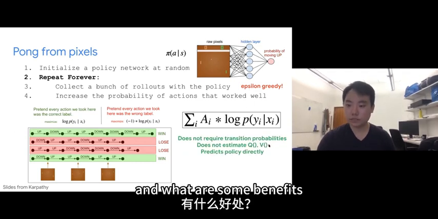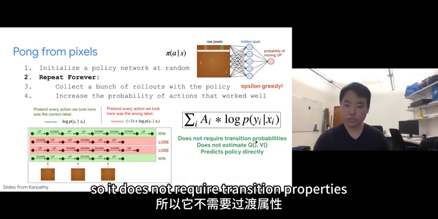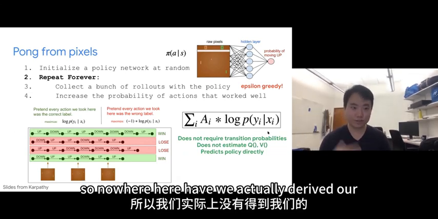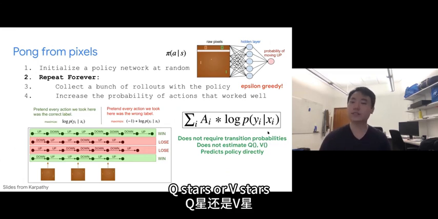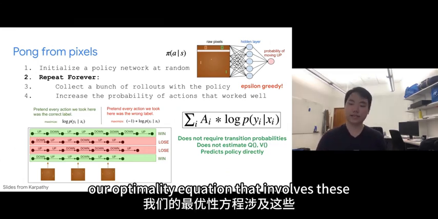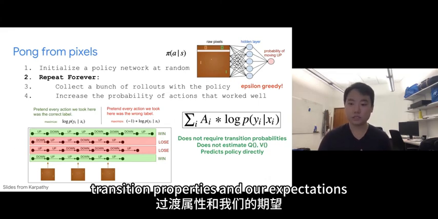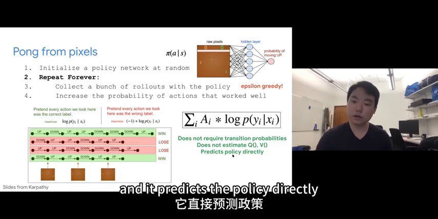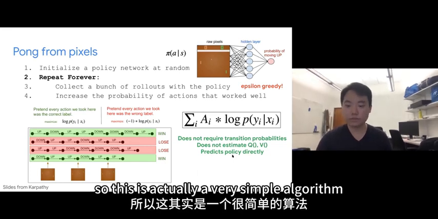And what are some benefits? So it does not require transition probabilities. Nowhere here have we actually derived our Q stars or V stars, our optimality equation, that involve these transition probabilities and our expectations. And it predicts the policy directly. So this is actually a very simple algorithm.